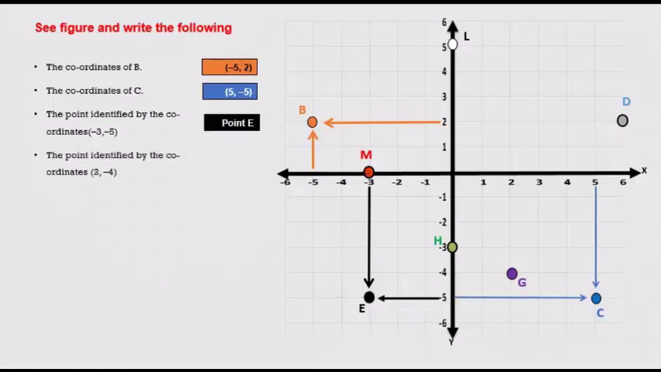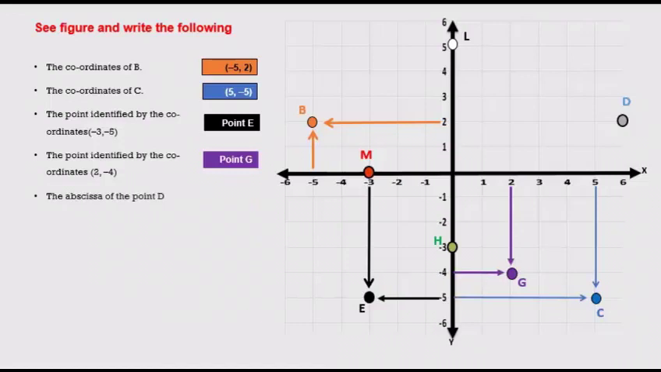If you are asked to find the point identified by the coordinates (2, -4), you have to find which point lies 2 units away from y-axis and -4 units away from x-axis. While comparing, you get the point as G. So G is the required point.